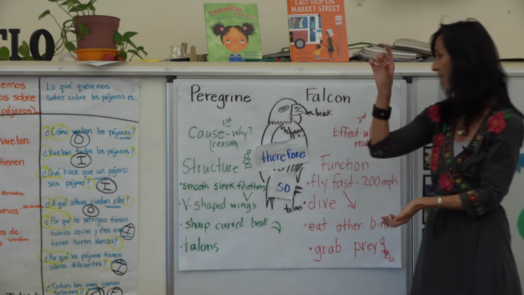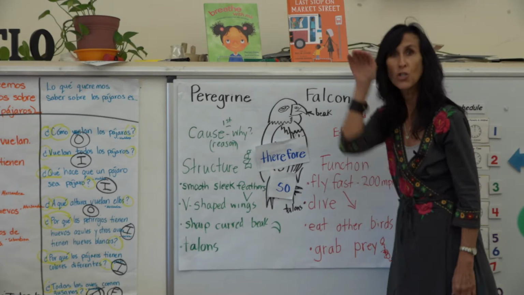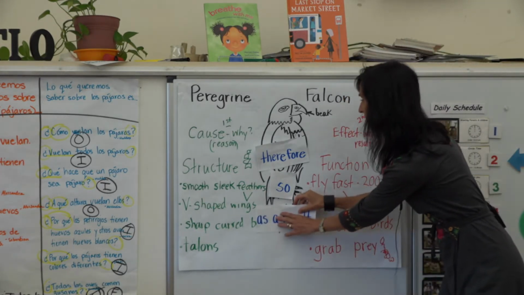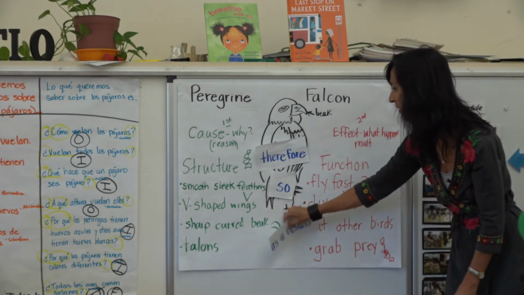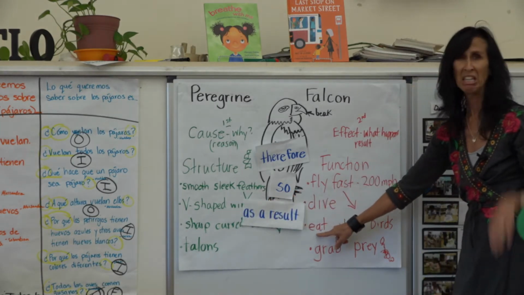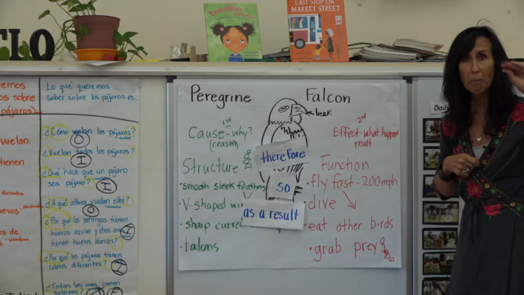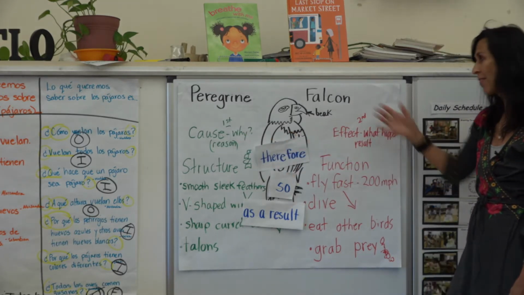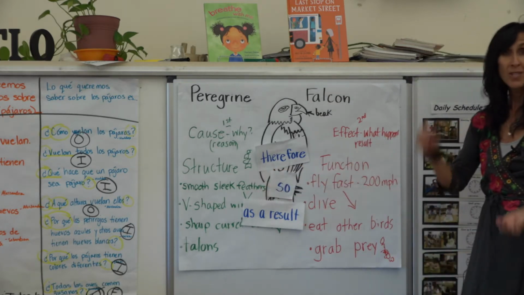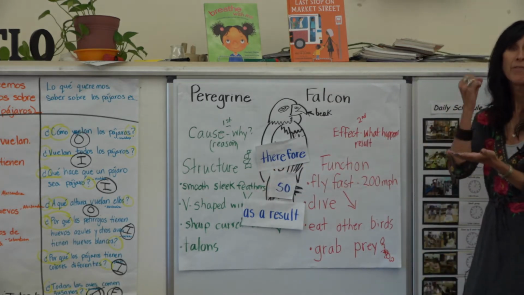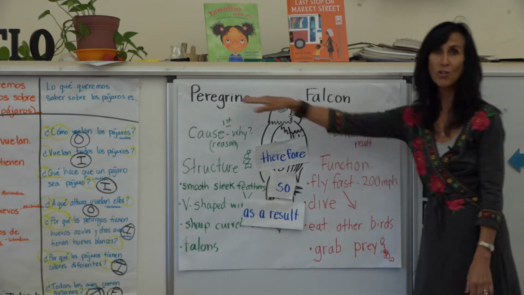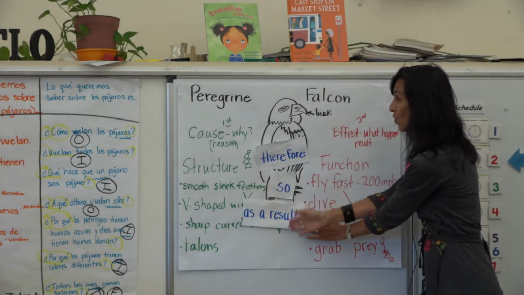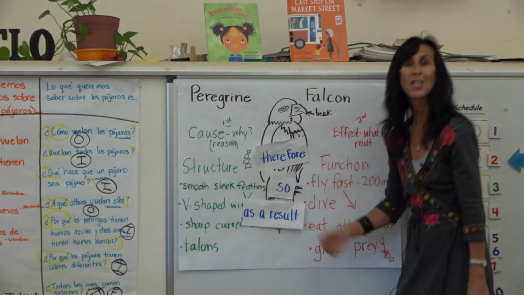The peregrine falcon has a sharp curved beak. As a result, it can eat other birds. Cause and effect. This language we can practice using the structure and the function. When you make your chart about your bird, make sure that you use cause and effect language to explain it to someone.